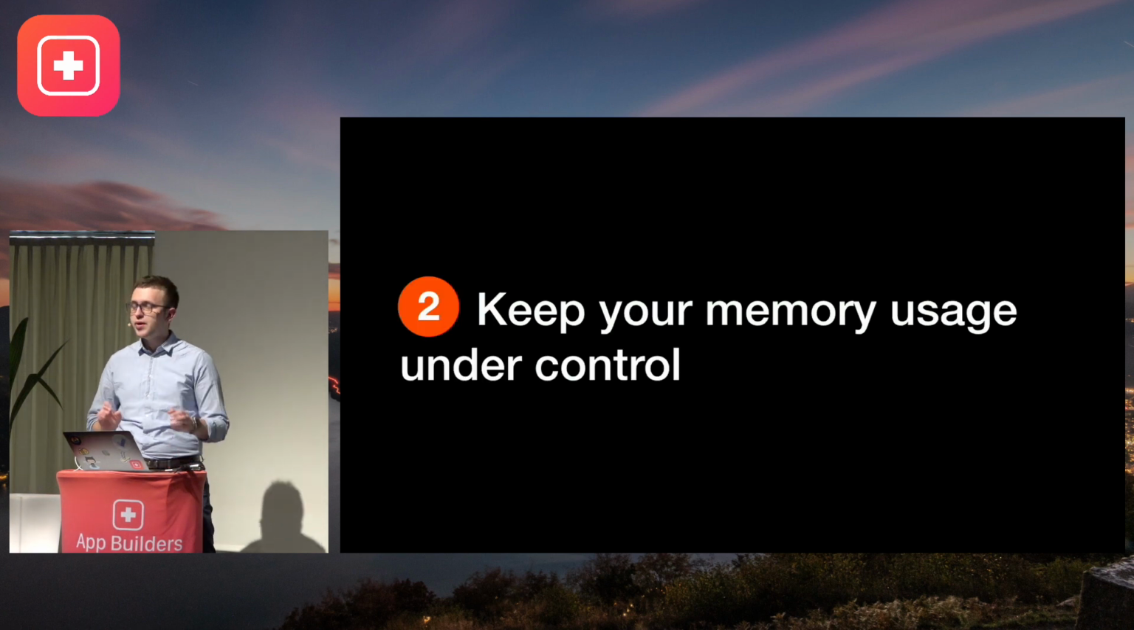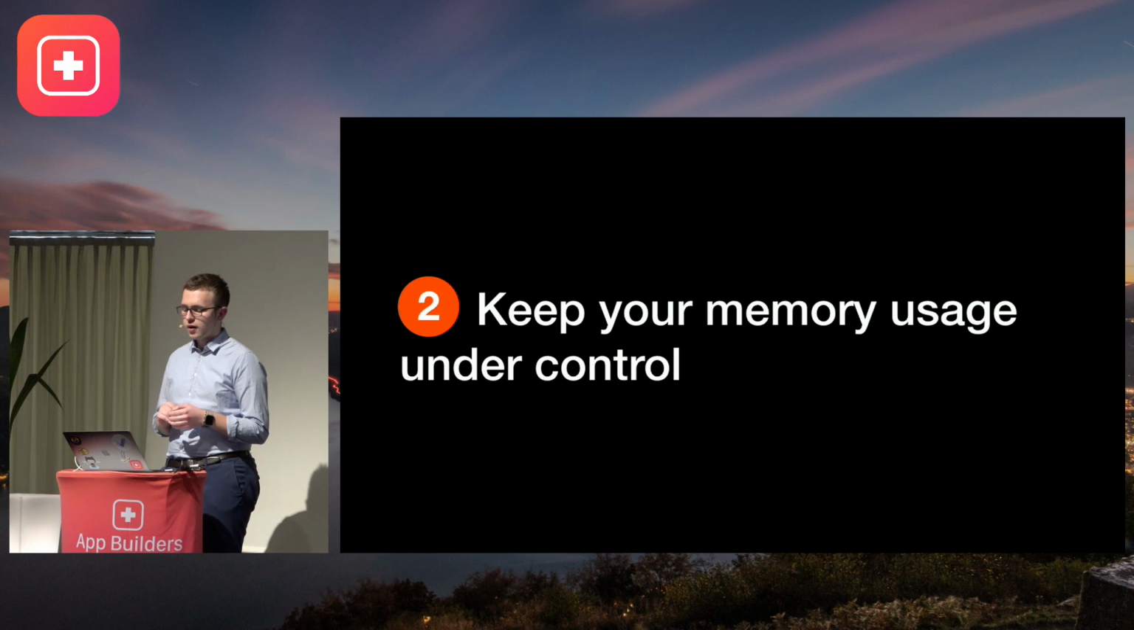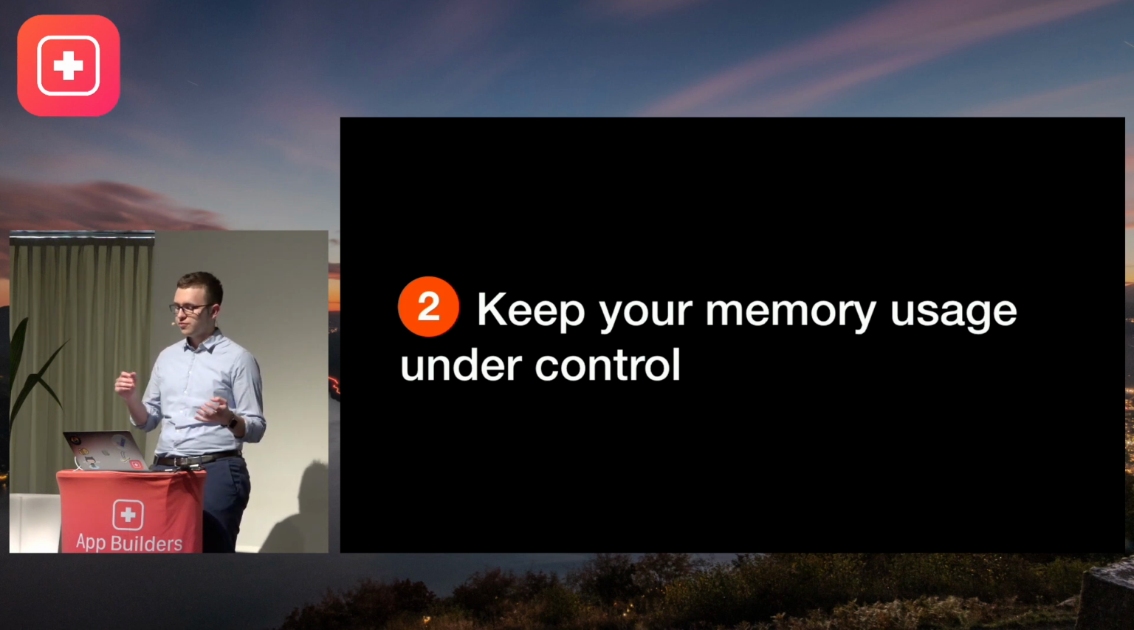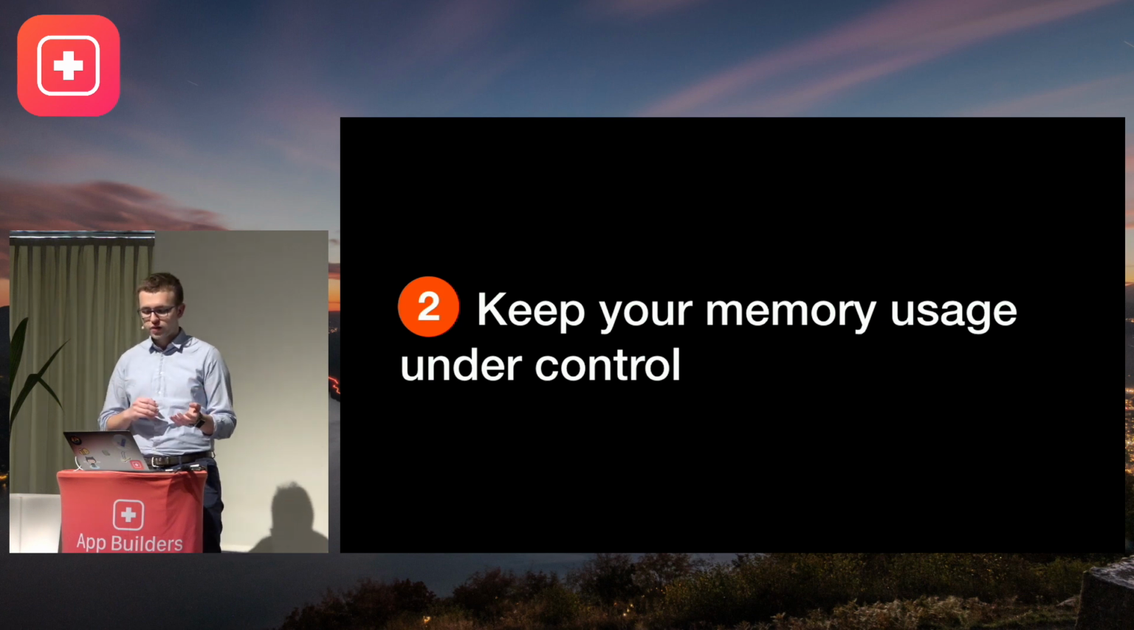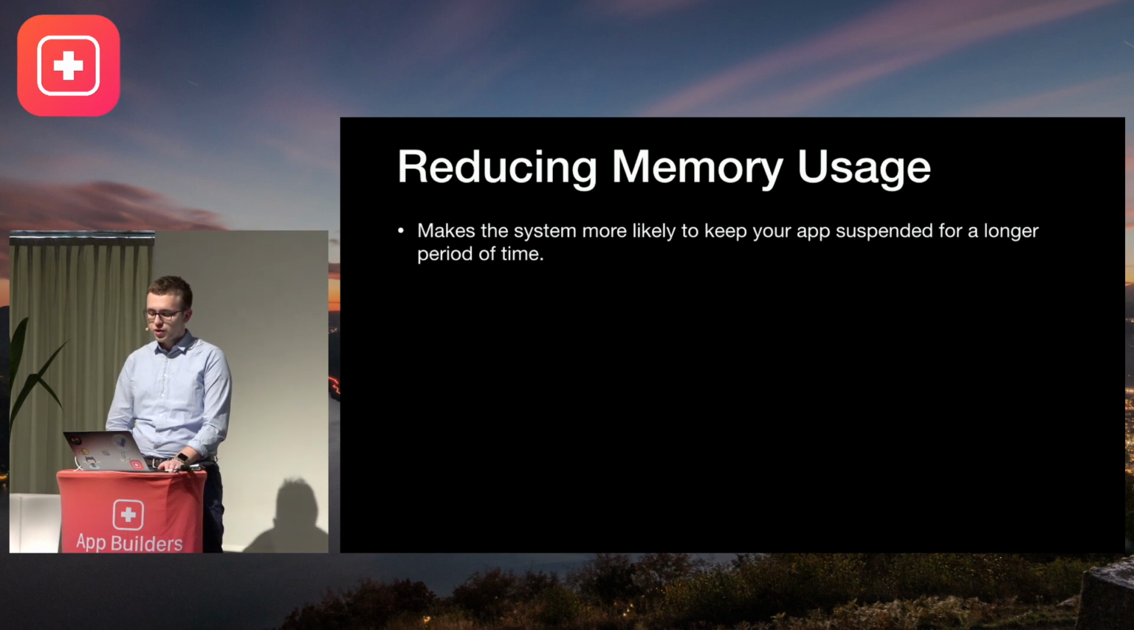So the next big thing that you can do to improve the background experience is being mindful of the memory usage of your app. Of course, this will be super beneficial for your users when they're in the foreground, but this is also going to be really helpful with the limits of background execution. In fact, reducing your memory usage will make the system more likely to keep your app suspended for a longer period of time when it needs to make room for a foreground app, because then your app doesn't use so much space and it can stay there.